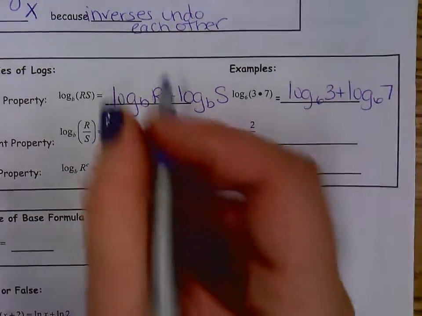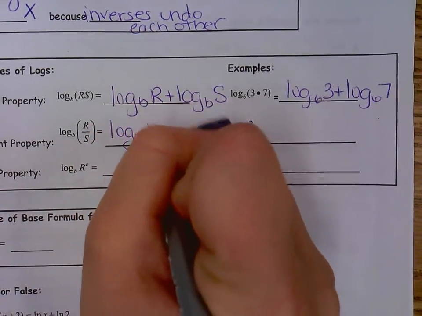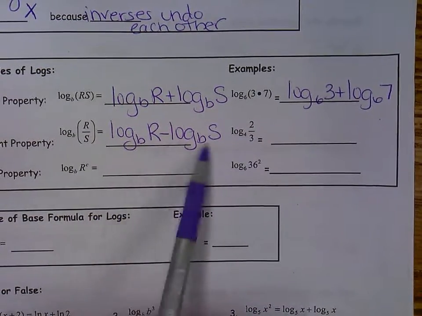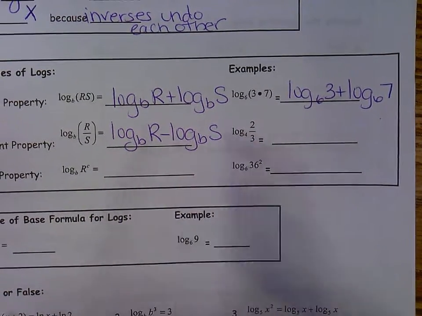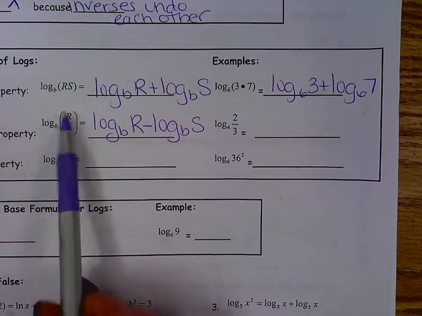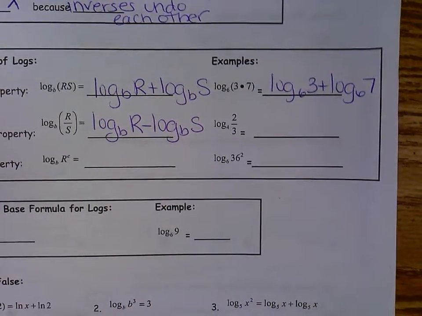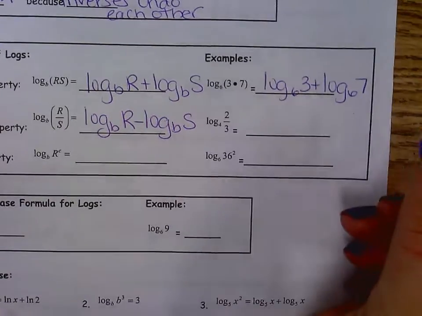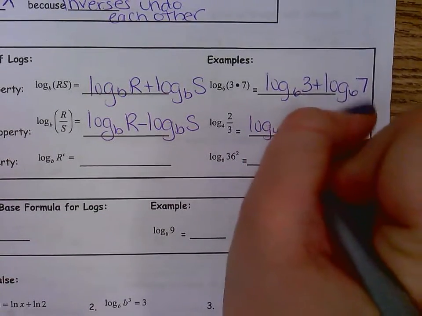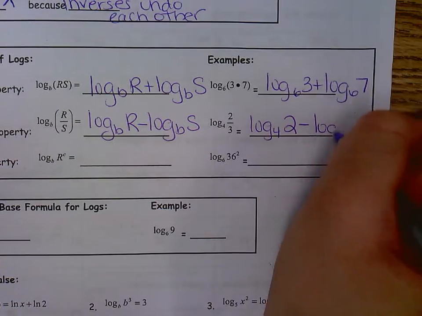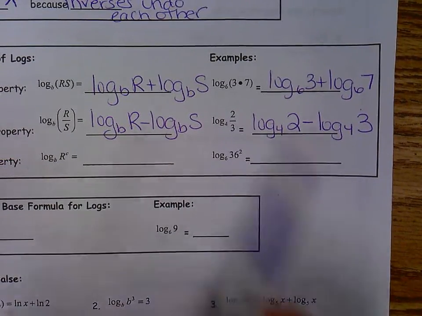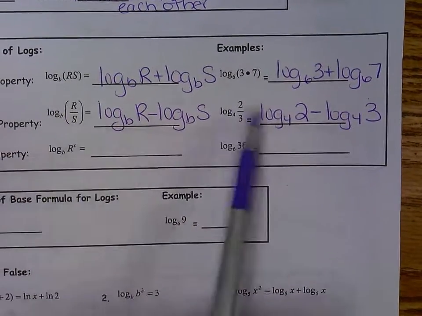Okay, so this one gets split up with subtraction. So the log of r minus the log of s. And the base is just staying the same. Whatever the base is over here stays over here. So if it's division, you can subtract them. Just like over here, when it was division with exponents, we subtracted. So how would I rewrite this one? I'd say this is the log base 4 of 2 minus the log base 4 of 3. So addition and multiplication go together, subtraction and division go together.